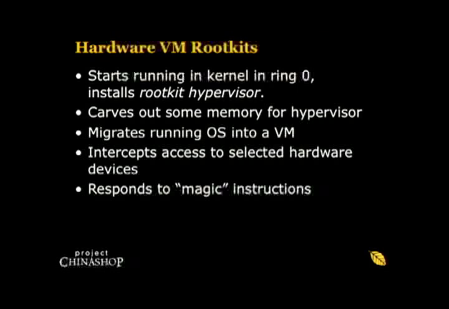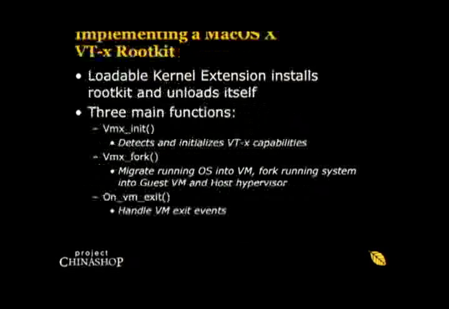And then what we're going to do is basically take the running operating system and create a VM that is initialized to the state of the running operating system. And basically this just allows us to migrate it right into the VM. And once we have it running, we configure the VM to notify us when there's interesting device access. And we just intercept access to interesting hardware. This can be disk, network card, things like this, and use that to implement our rootkit features. We can also respond to magic instruction sequences, and use those as a command and control channel or backdoor.